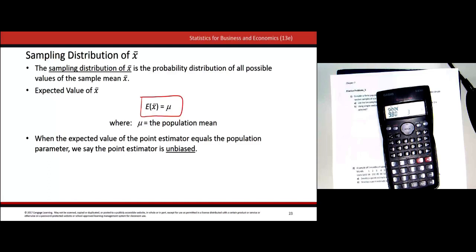And this is called an unbiased estimator. If the expected value of a point estimator equals the population parameter, we say that the point estimator is unbiased. So the sample mean is an unbiased estimator of the population mean. So the expected value of x bar equals the population mean. How about the standard deviation of x bar?